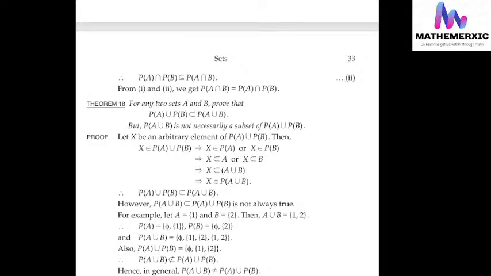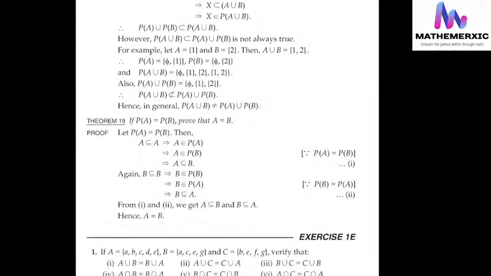Power set of A intersection B will be equal to power set of A intersection power set of B. Power set of A union power set of B is a proper subset of power set of A union B. If power set of A is equal to power set of B, then A is equal to B.